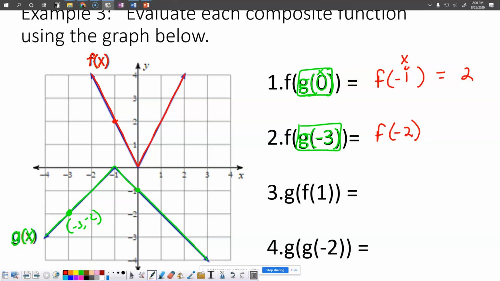Now I want to find where does the red line, the f function, have an x value of -2, because that will be my answer. So let's look at our f graph, the red line, and find where x equals -2. That would be right up here. And the y value that goes with that is my answer. It's 4. So therefore the answer is 4. Okay. Let's go ahead and do another one.